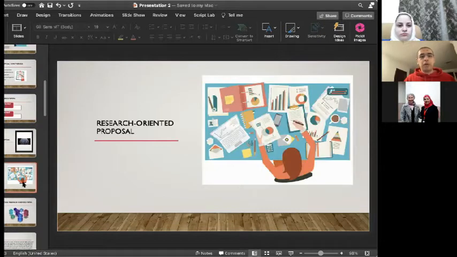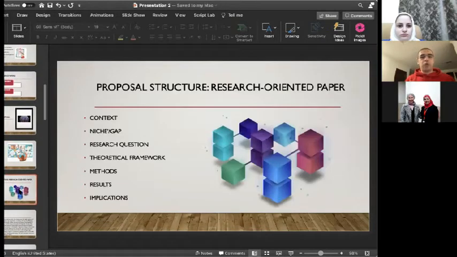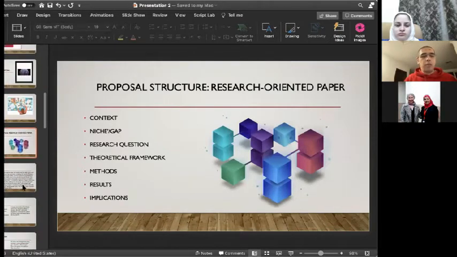So first, we'll talk about a research-oriented proposal. A research-oriented proposal is composed of these elements: context, niche or gap, research question, theoretical framework, methods, results, and implications. And I'm going to demonstrate each one of these with an excerpt from a proposal that was accepted in the annual conference of the American Association for Applied Linguistics, which is the best applied linguistics conference worldwide.